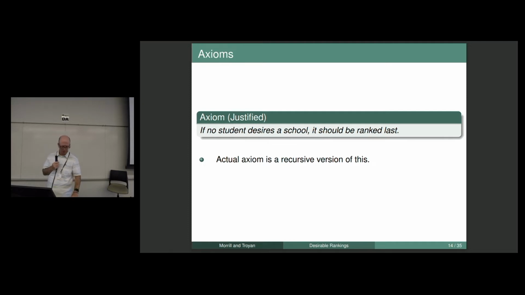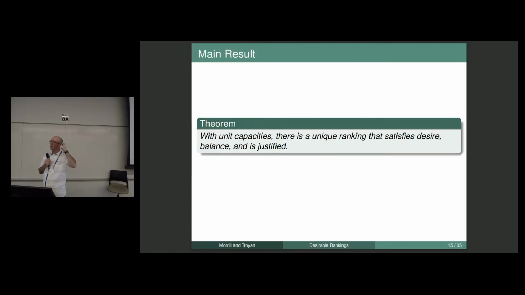Okay? So unlike Arrow, we're going to get a nice possibility result. Not only are there rankings that satisfy these conditions, but we're actually going to get a unique ranking that satisfies these three axioms. So it's a unique ranking that satisfies desire, balance, and justified. I'll explain what the ranking is, and then try to give some intuition for why we get the uniqueness here.